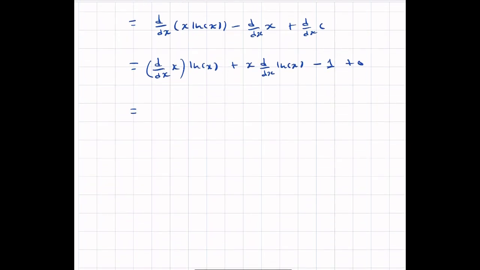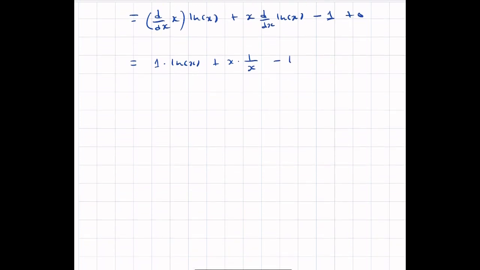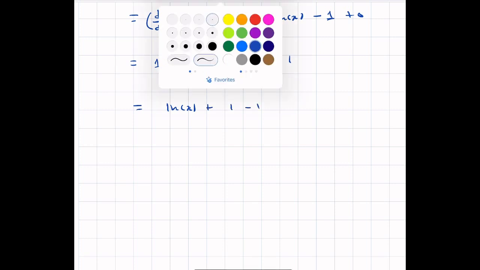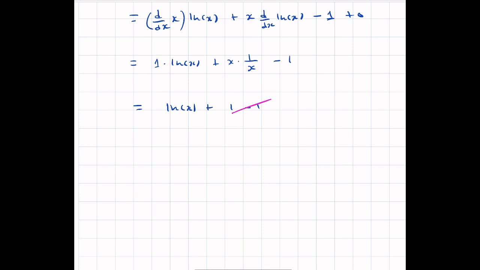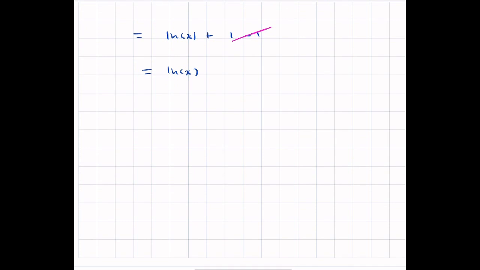So we go to the next line, d by dx of x is just 1, so it's 1 times ln of x plus x times derivative of ln of x, which is 1 over x, minus 1. And so I just end up with ln of x plus x over x is 1 minus 1. These cancel, and wouldn't you know it, it's just ln of x. So this is a really useful thing to know, that the integral of ln of x is x ln x minus x plus a constant, of course.